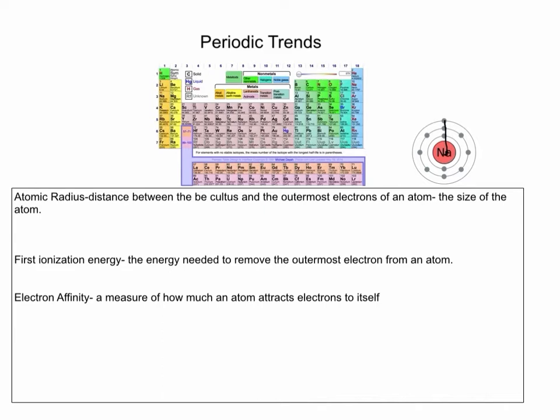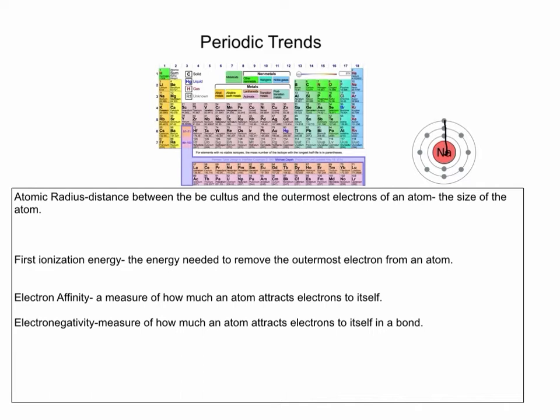The last trend that we're going to look at is called electronegativity. And electronegativity is a measure of how much an atom attracts electrons to itself in a bond.